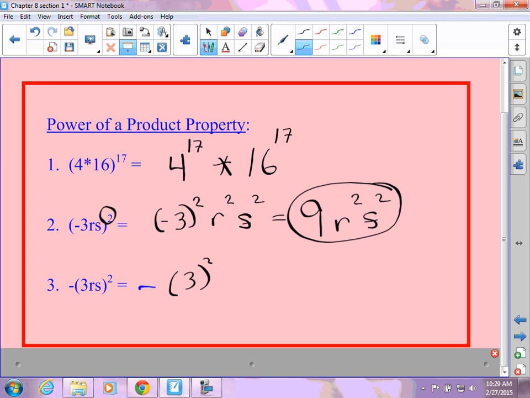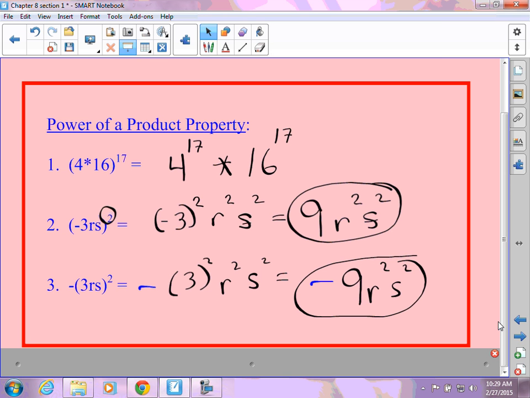Now in the final answer, the negative is still going to be there. It's going along for the ride. But what's 3 squared? 9. So 9r squared, s squared. So you'll notice the difference between the previous problem, the 9 is positive, and in the last problem, the 9 is negative. So that negative does make a difference. Questions?